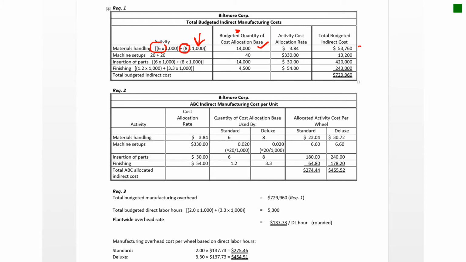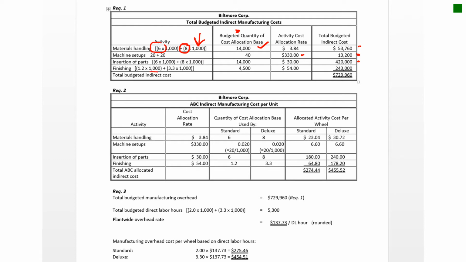Same thing with machine setups. There's 20 for each of them. So that's 40 times that rate of 330, which gives you a total budgeted overhead of 13,200. Inspection parts, same idea, 6 times 1,000 plus 8 times 1,000. There's your 14,000, the same base times the rate of 30. They had $420,000 there. And then for the finishing, it was 1.2 hours and 3.3.